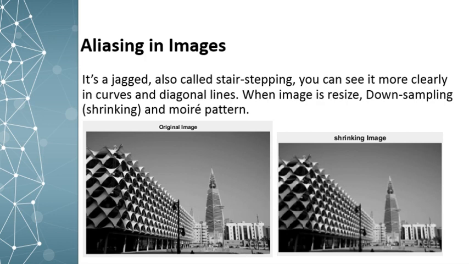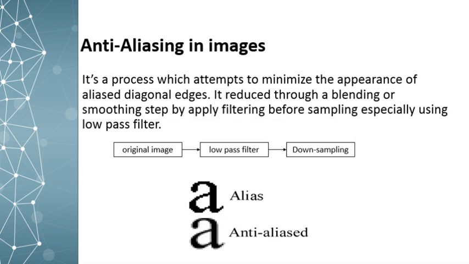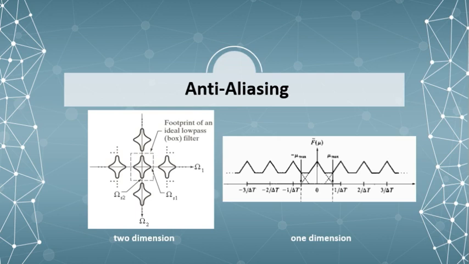To remove that problem, we have to use anti-aliasing. It's a process which tries to minimize the appearance of aliasing diagonal edges. It's reduced through a blending or smoothing step by applying filtering before sampling, especially using low-pass filter. So the original image moving to low-pass filter, then sampling, that will minimize aliasing. Low-pass filter can reduce the maximum frequency that keeps the quality of the image with no distortion.